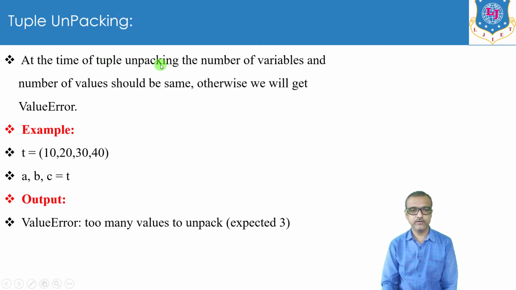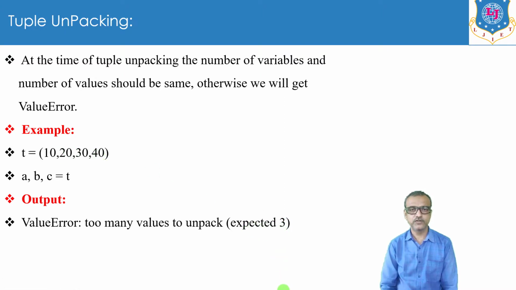At the time of tuple unpacking, the number of variables and the number of values should be same. Otherwise, we will get value error. For example, we have tuple T, and in this tuple T we have these four elements, and if we write down a comma b comma c equals to T, so here we have four values and here we have three variables only. So what will be the output in this case? That is value error, too many values to unpack, expected 3. Here we have 4 values, but it is expected 3.